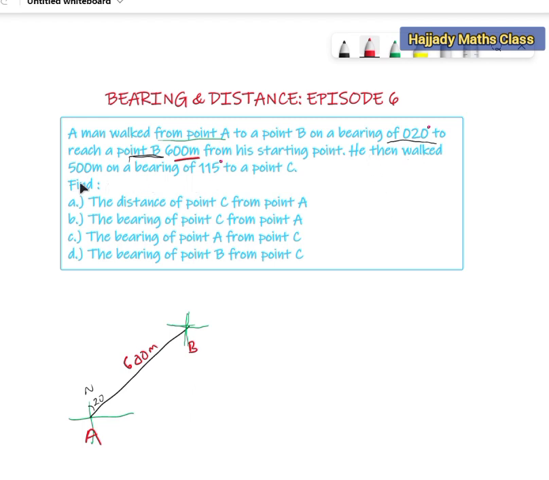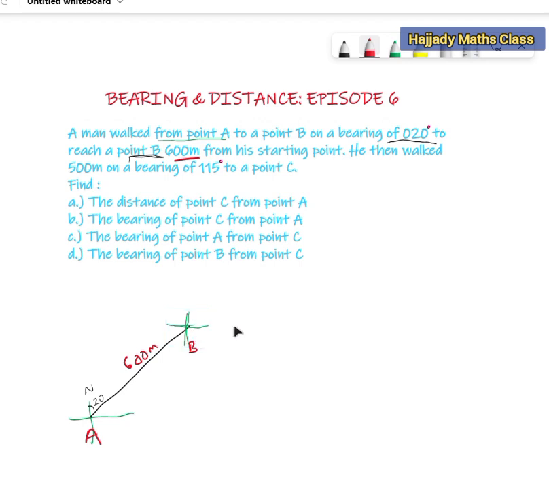He then walked 500 meter on a bearing of 115 degree to a point C. That means from this point B, he walked 115 degree. So my 115 degree is going to be at this corner. Okay, 500 is not going to be up to 600. So picking it from here, my point C should be here. So this is my point C. And with that, he spent what? 500 meter. So that's the distance walked. So what you observe is that the bearing is what? 115 degree.